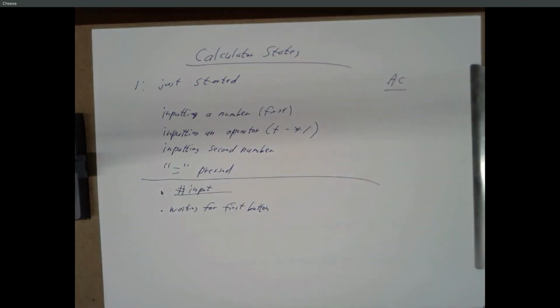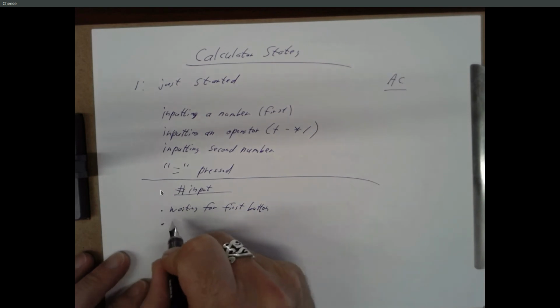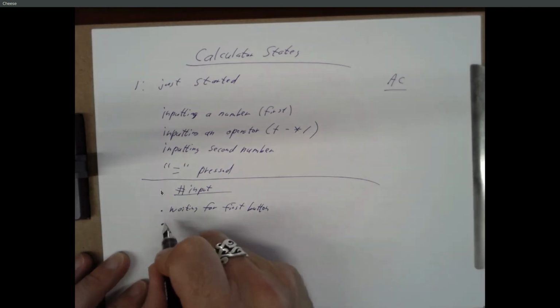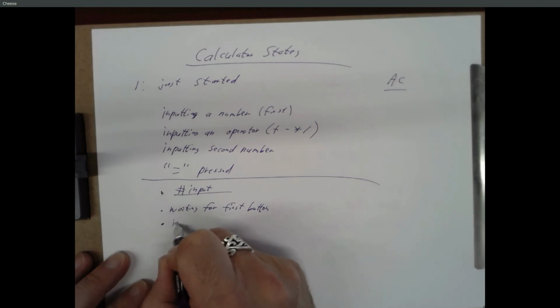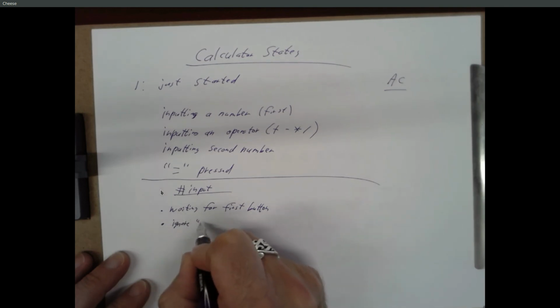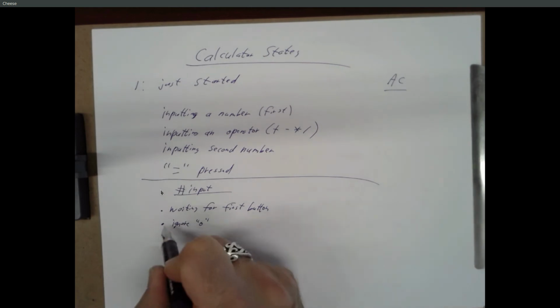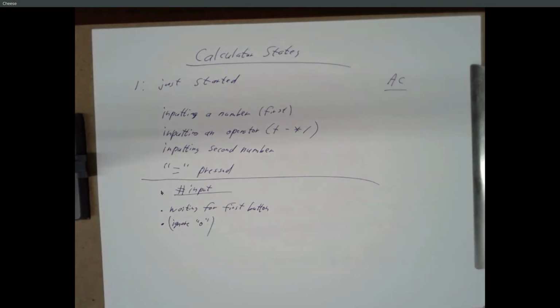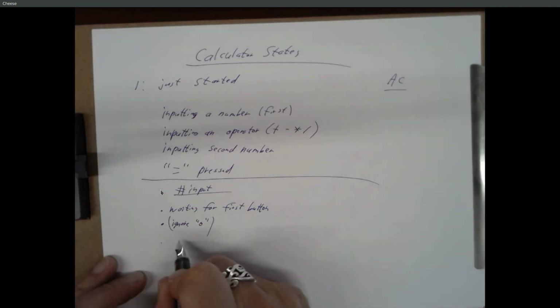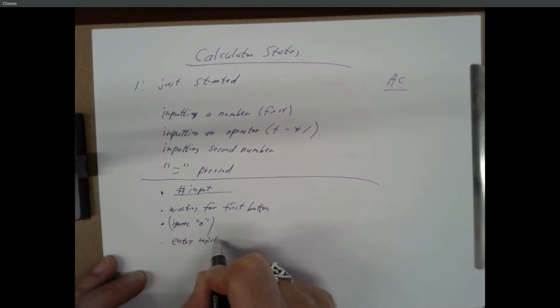So waiting for first button, we need another state. It might not have to be a separate state, but where we're basically ignoring the 0 button. If your entry register's full. Yeah, so entry register full.